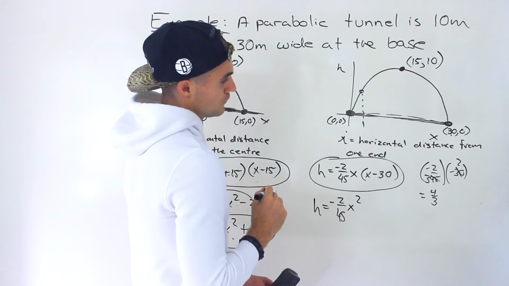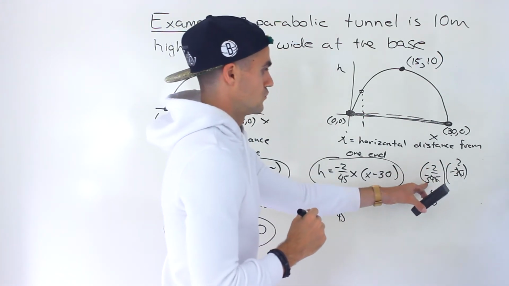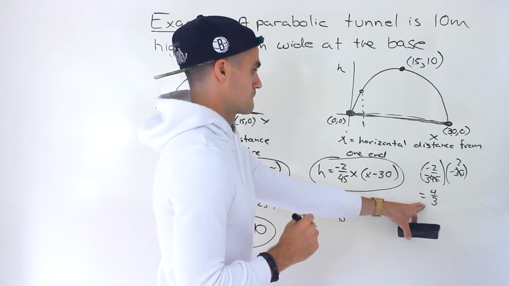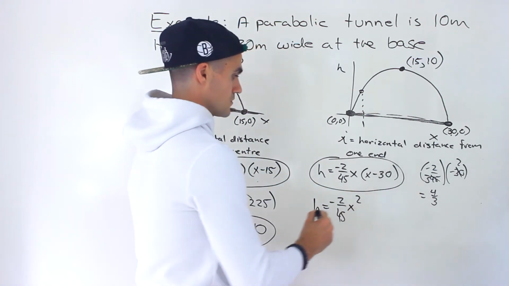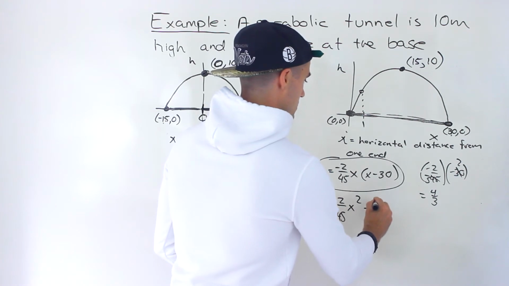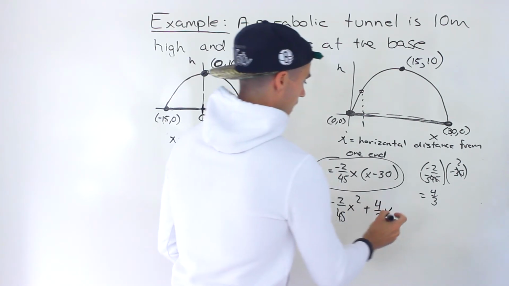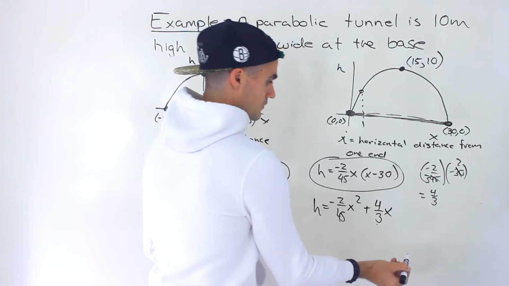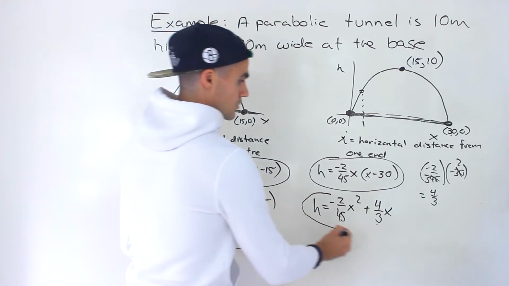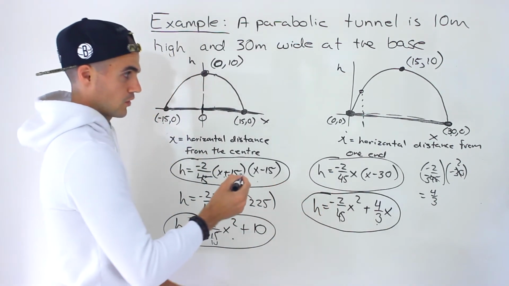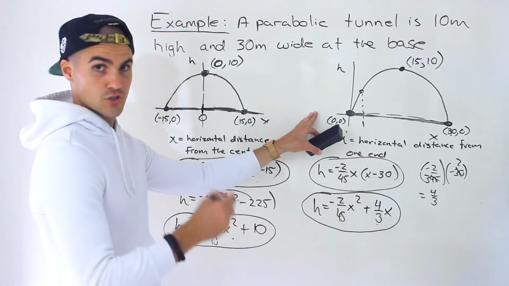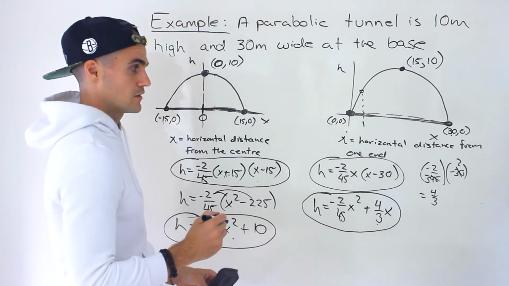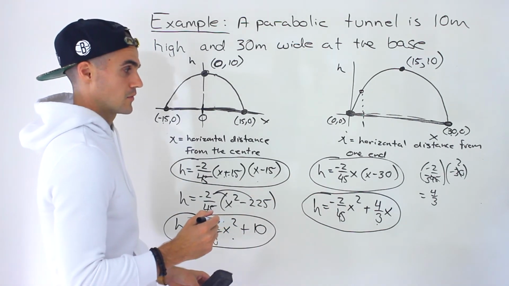Right? 30 over 45 simplifies to 2 over 3. The negatives turn into a positive. Yeah, so it would just end up being plus 4 over 3 x, right? This times the negative 30 would give us positive 4 over 3 x. So this is the standard form of this parabola. You could check this on Desmos as well. You could take this parabola, take this parabola. If you graph them, it's going to be the same graph.